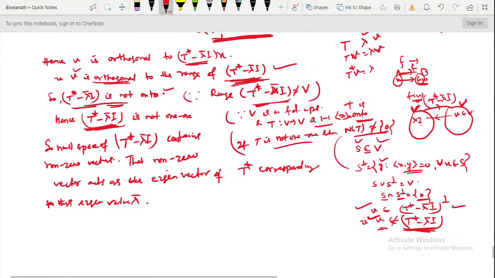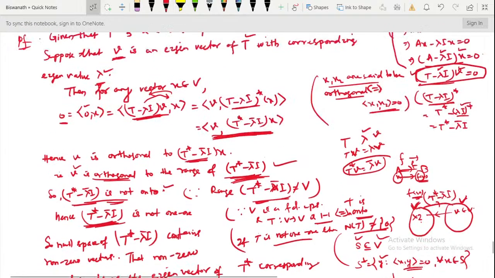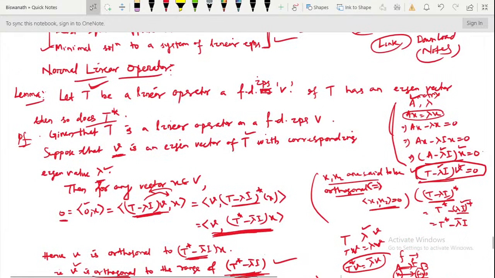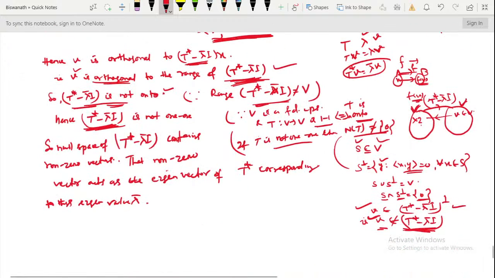It has the corresponding eigenvalue lambda bar, and that vector is the same v. So here we just proved that T has an eigenvector. So if T has an eigenvector, then T star also has an eigenvector. And what is that eigenvector? That will be that v. Here we have not proved that thing.